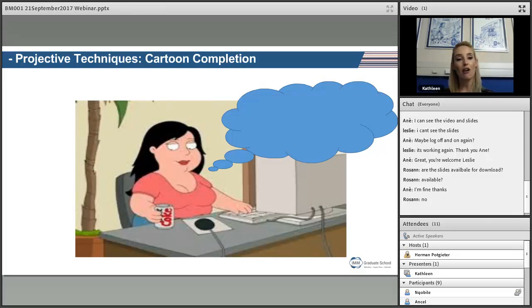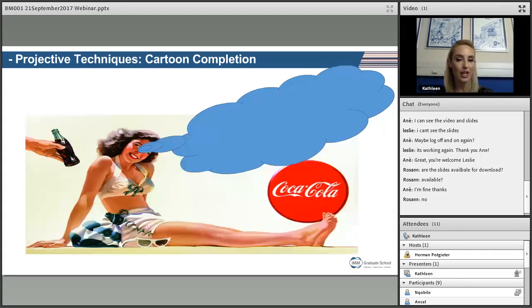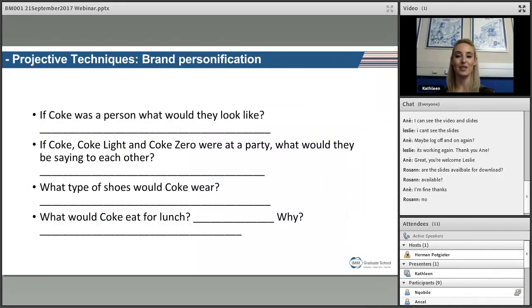Another type of projective technique is that of cartoon completion, where you would give people a cartoon image and a speech bubble, and it is their job to fill in the speech bubble. Sometimes there will be a single speech bubble, other times it will be a conversation between 2 or more cartoon characters, and they would complete numerous speech bubbles in there. I have 2 examples of Coke speech bubble completion for you to consider.